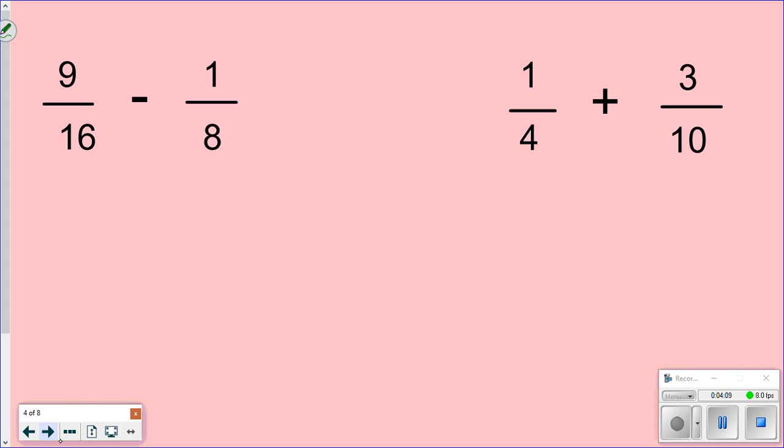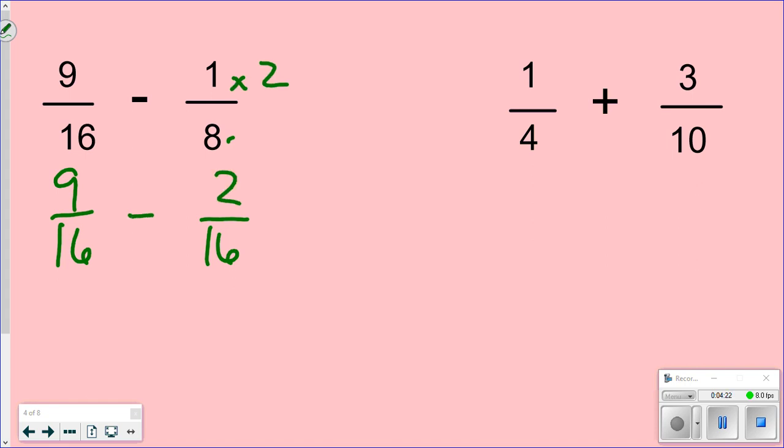Okay, if I look over here at the first one, I have 9/16 minus 1/8. I know I can use 16 as a denominator, so I'm going to keep this. I'm going to have to change this. 8 times what gives me 16? It's times 2, so I'm also going to times this by 2. 9 minus 2 is 7. 7/16 would be my answer.